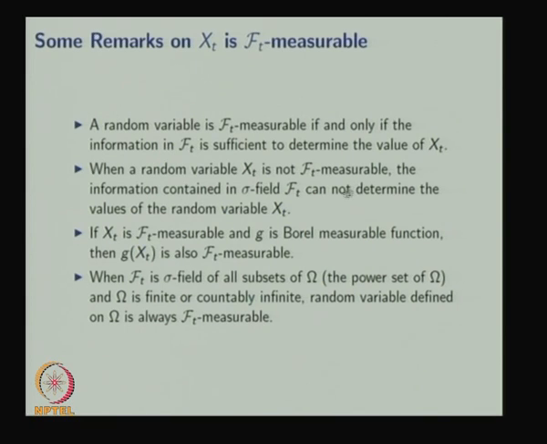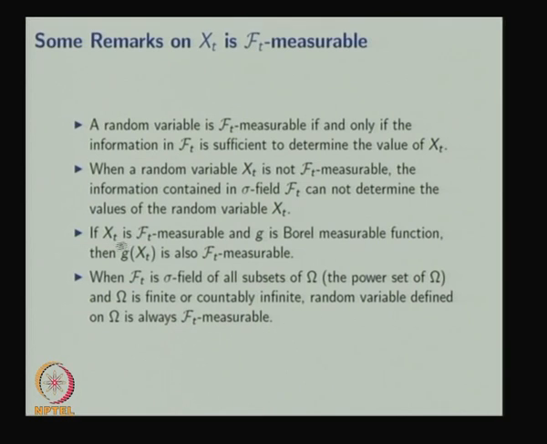The second remark: when a random variable X_t is not F_t measurable, then the information contained in the sigma field F_t cannot determine the values of the random variable X_t. Whenever the random variable is not F_t measurable, the conclusion is that the information contained in the sigma field F_t cannot determine the values of the random variable. Whereas X_t is F_t measurable if and only if it has sufficient information to determine the value of X_t.